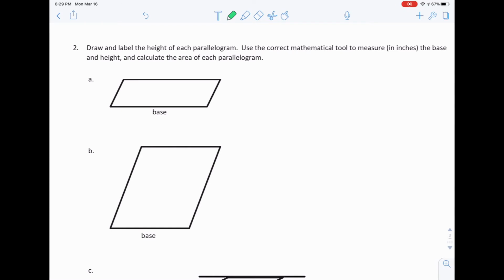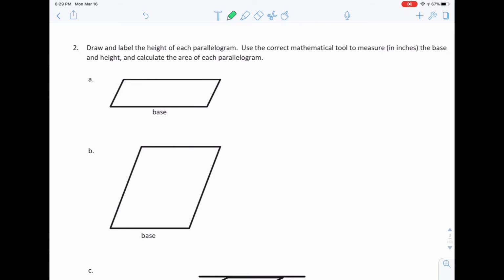All right, here we go on number 2, very next page. We're not going to actually complete these directions. The directions ask us to draw the height of each parallelogram. We will do that. However, the next part of the directions we are going to skip.